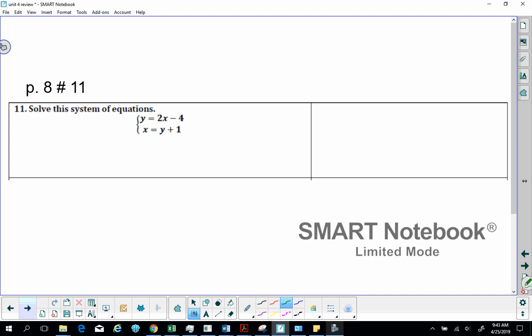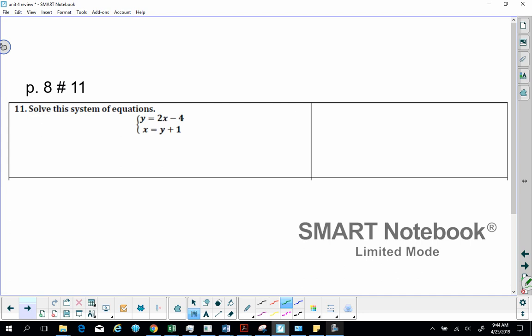For this one, when we're solving a system of equations, we can use graphing, substitution, or elimination. What do we think would be the easiest to use for this one? Elimination? So elimination works really well when you have variables on the same side. But do you guys see how we have one variable all by itself? If you have one variable by itself, you want to use substitution.